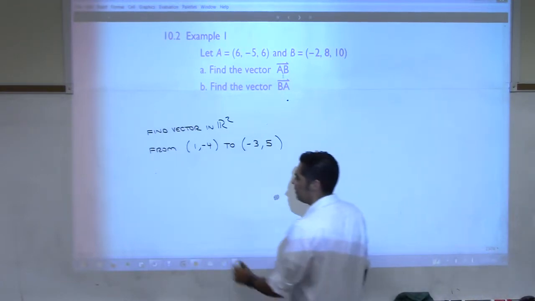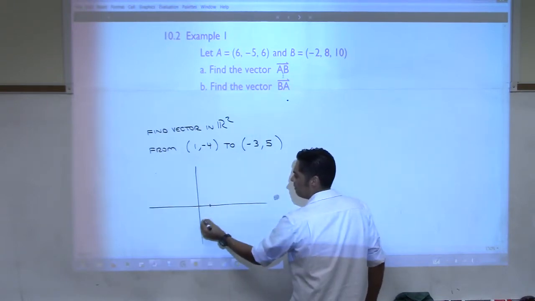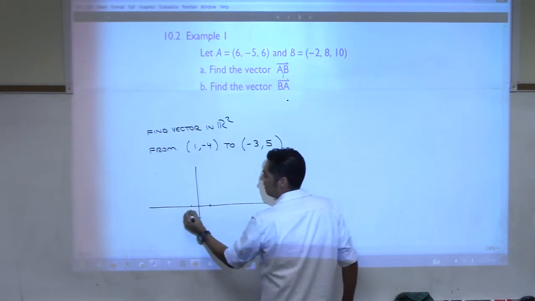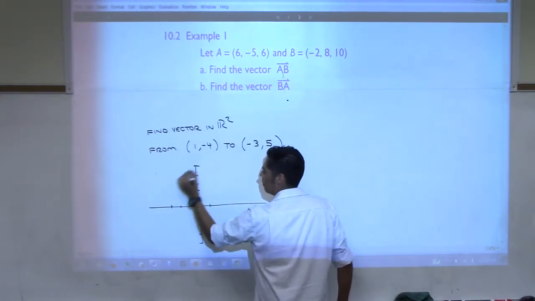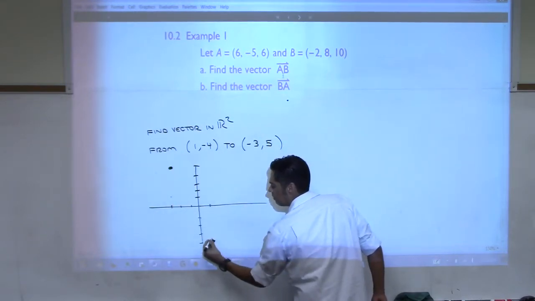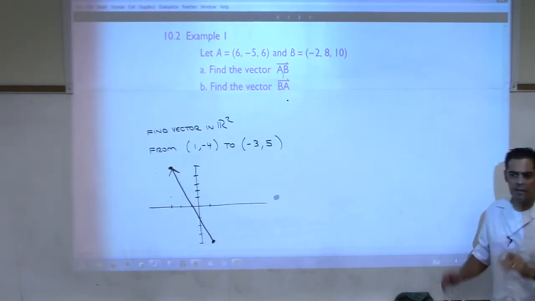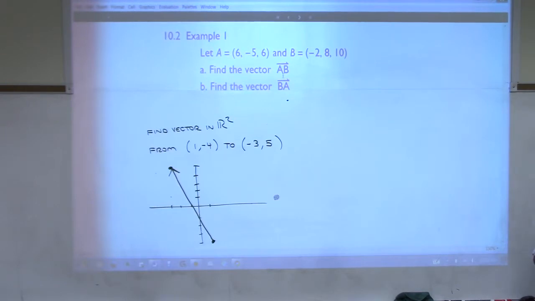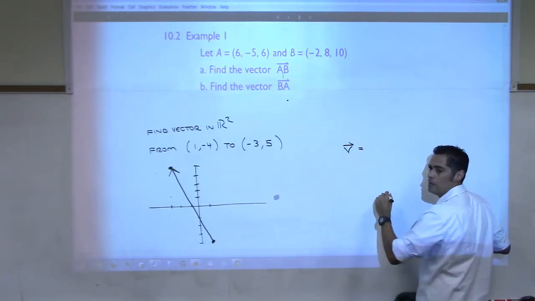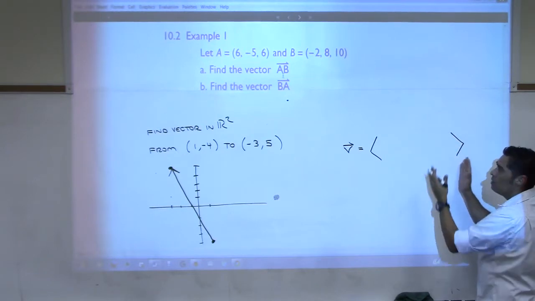I'll draw a picture, even though we don't need it. Was there a question? No? Okay. (1, -4) is about right here, and (-3, 5) is about right there. And we're going from here to here, right? So I want to know, what is that vector, written in its angle bracket form? So V, I'll call it V. What is that vector? Like, you mean its magnitude? No, I want to know how to write that vector.